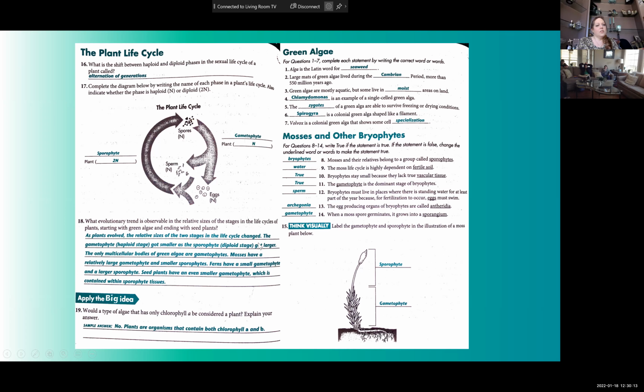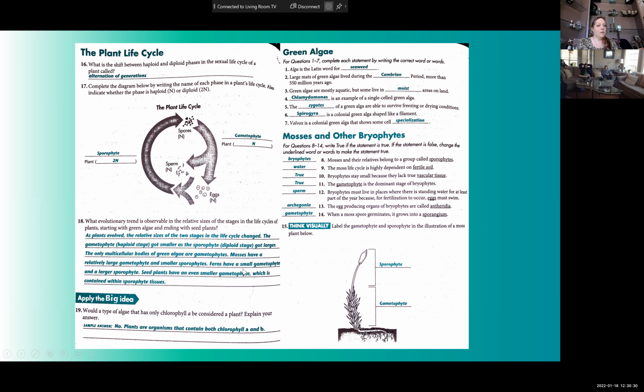So what evolutionary trend is observable in the relative size and stages of life cycles of plants, starting with green algae and ending with seed plants? So as plants evolved, relative sizes of the two stages of the life cycle changed. The haploid stage, or gametophyte, got smaller, and the sporophyte, your diploid stage, got larger.